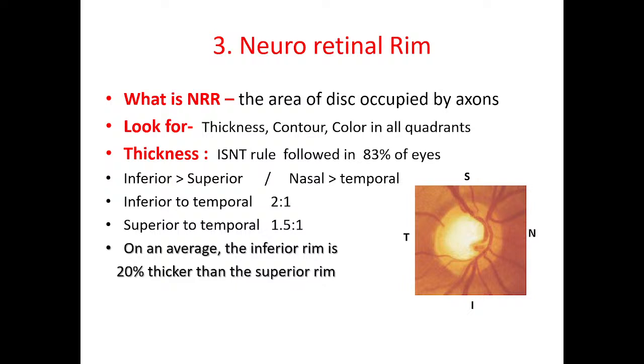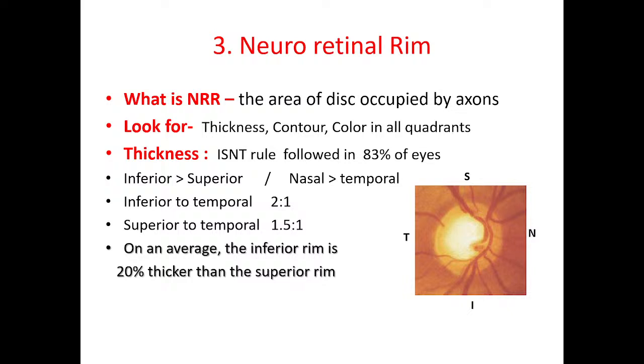There is a difference in thickness of the fibers at the optic disc. So inferior is the thickest. Can you see this looking thicker? If you see, this is the NRR from here to here. This is thicker. This is second, then nasal, and then temporal. It's called the ISNT rule, followed in about 83% of eyes.